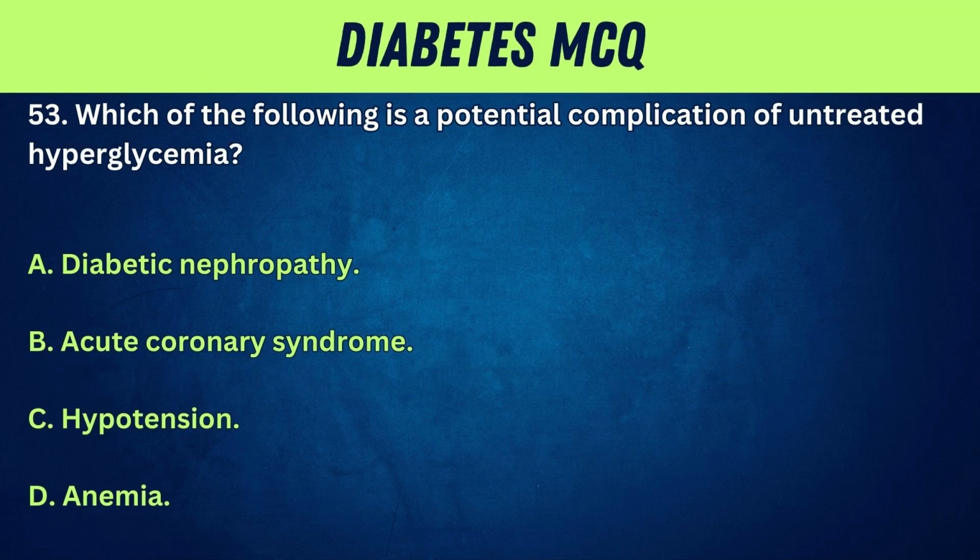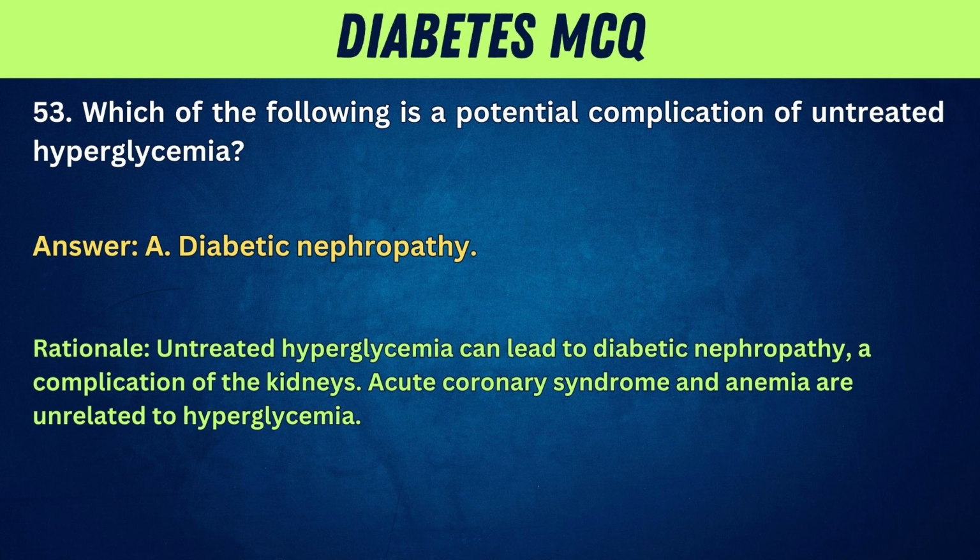53. Which of the following is a potential complication of untreated hyperglycemia? A. Diabetic nephropathy. B. Acute coronary syndrome. C. Hypotension. D. Anemia. Answer: A. Diabetic nephropathy. Rationale: untreated hyperglycemia can lead to diabetic nephropathy, a complication of the kidneys. Acute coronary syndrome and anemia are unrelated to hyperglycemia.